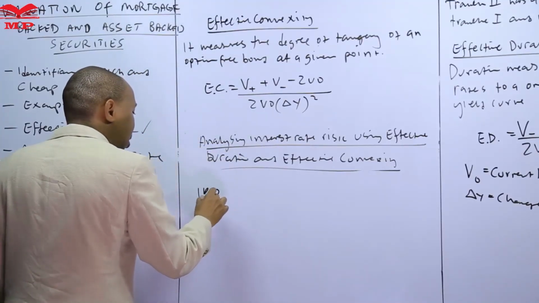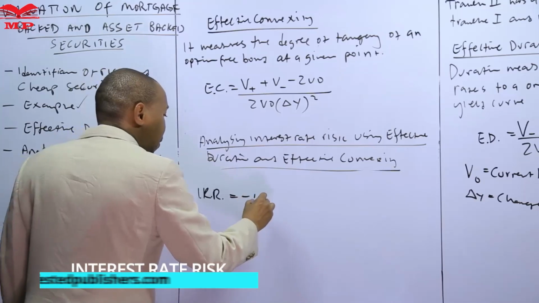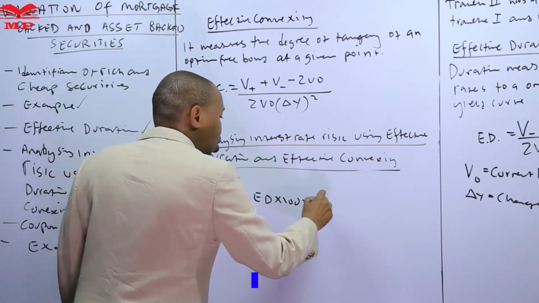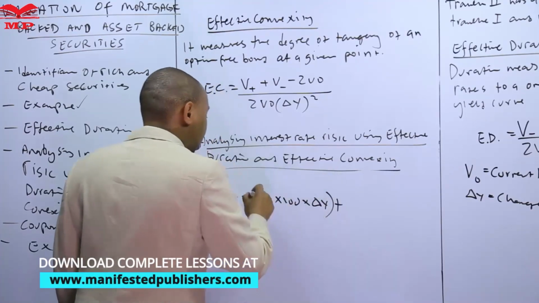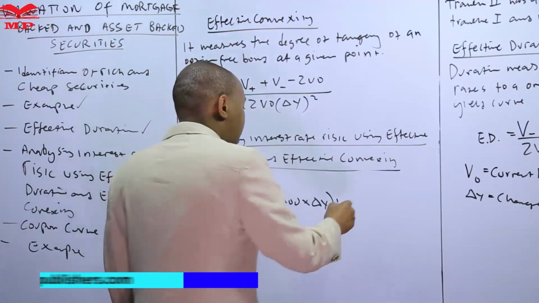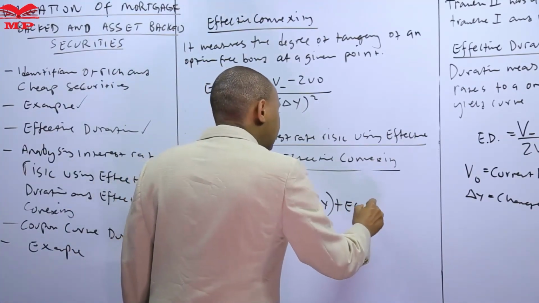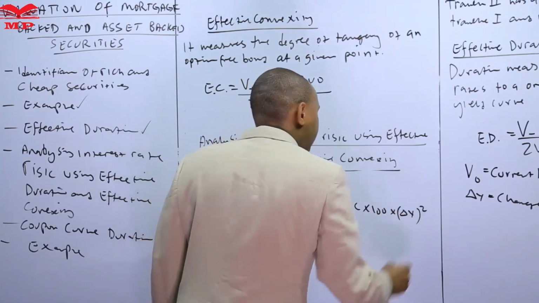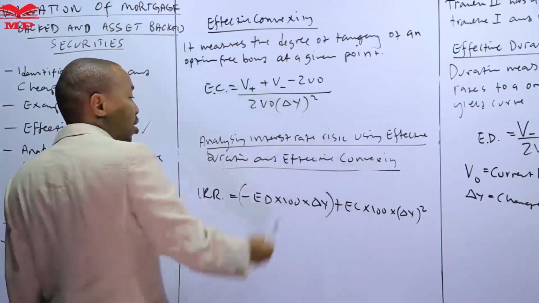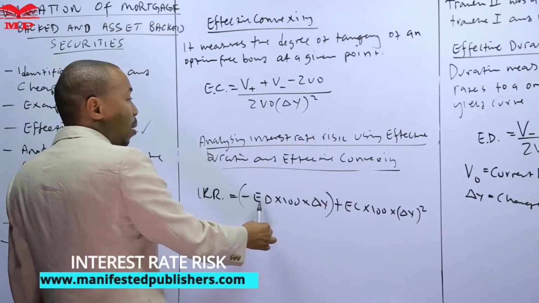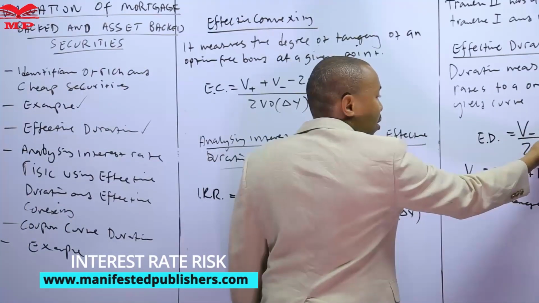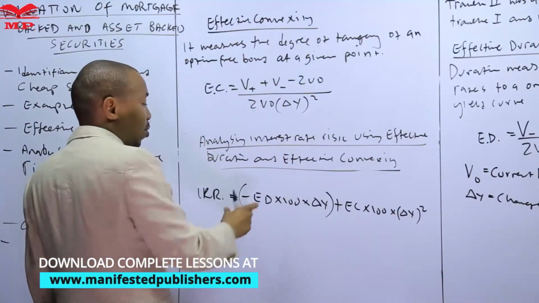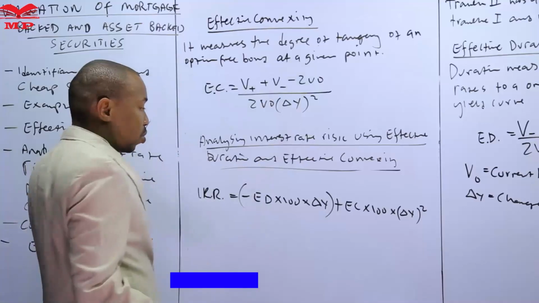how we can analyze interest rate risk, we say is minus effective duration times 100 times change in yield, plus, you can put that in brackets like that, plus effective convexity times 100 times change in yield, but now squared there. Notice this change in yield is squared. Effective duration is minus because this is beginning with V minus, V plus. This one is V plus, V minus. So you can see the similarity between the two right there.